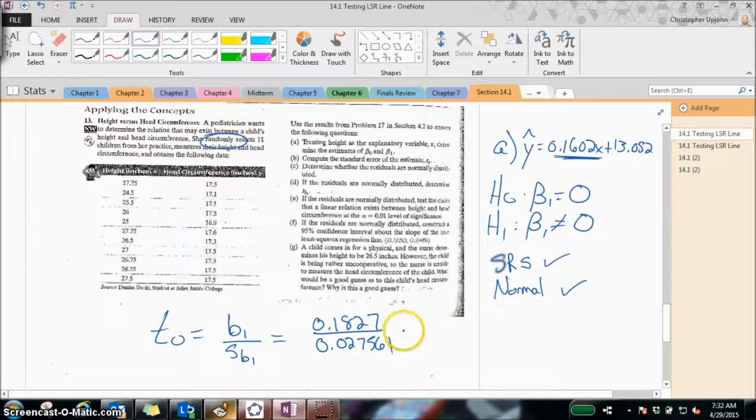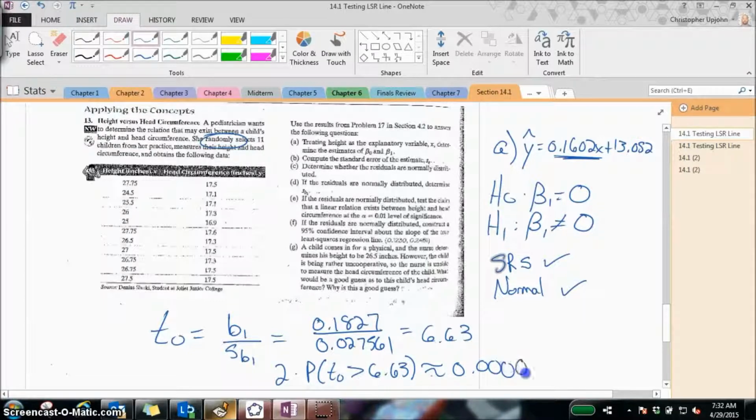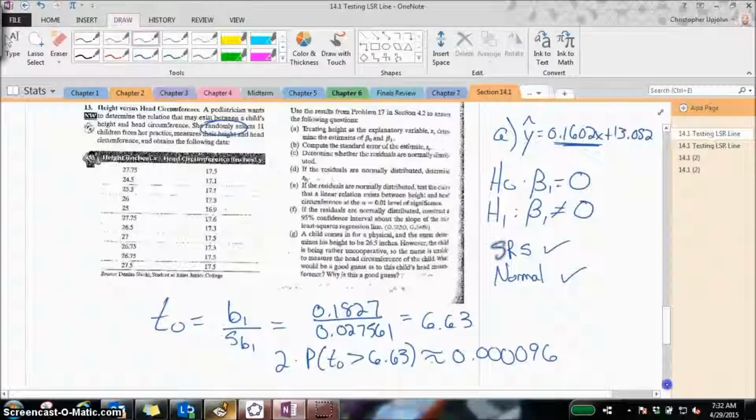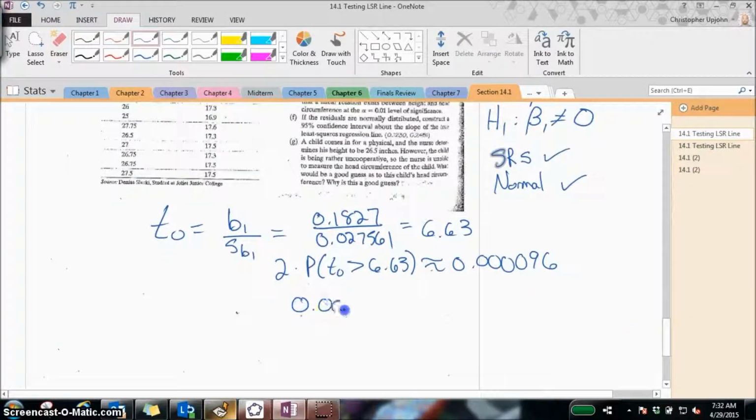So this gives us our t-score, like we said, of 6.63, which on the calculator gives you its probability of being greater than that, because it's a positive value. It's approximately 0.00096. Of course, we compare that to our alpha. That is smaller, so we reject the null.